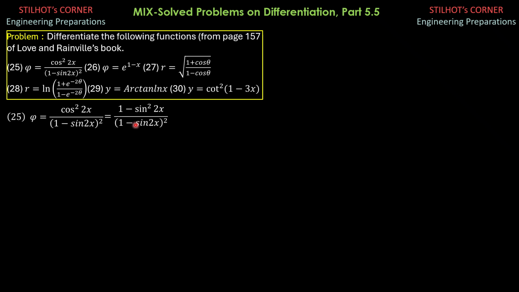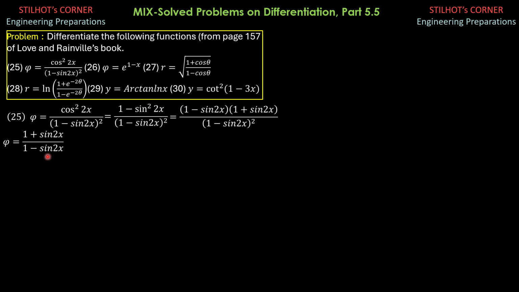Then the numerator is factored into 1 minus sine 2x times 1 plus sine 2x, divided by 1 minus sine 2x quantity square. So we can cancel 1 minus sine 2x, and in the denominator remains 1 minus sine 2x. So that simplifies to chi is 1 plus sine 2x over 1 minus sine 2x. So this is the time where I use the derivative of a fraction.